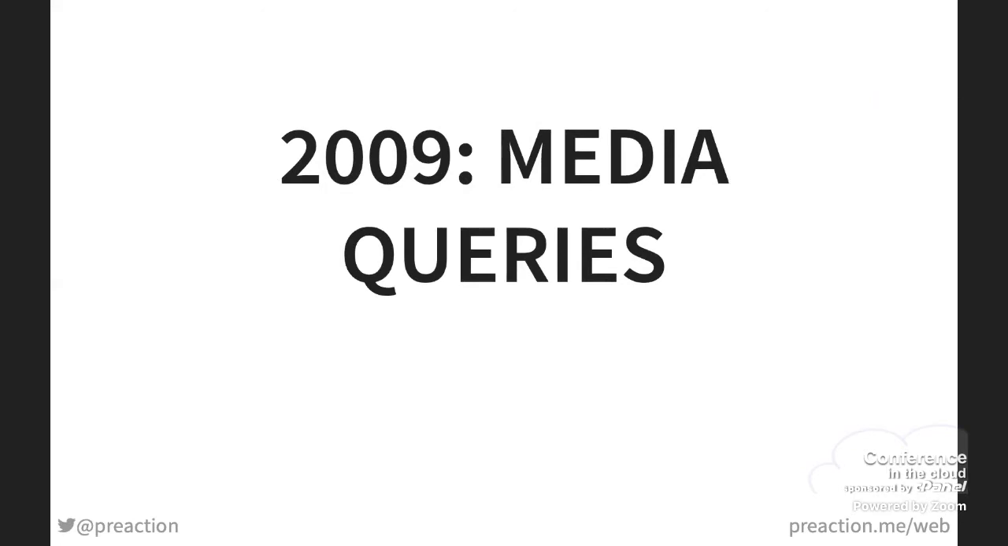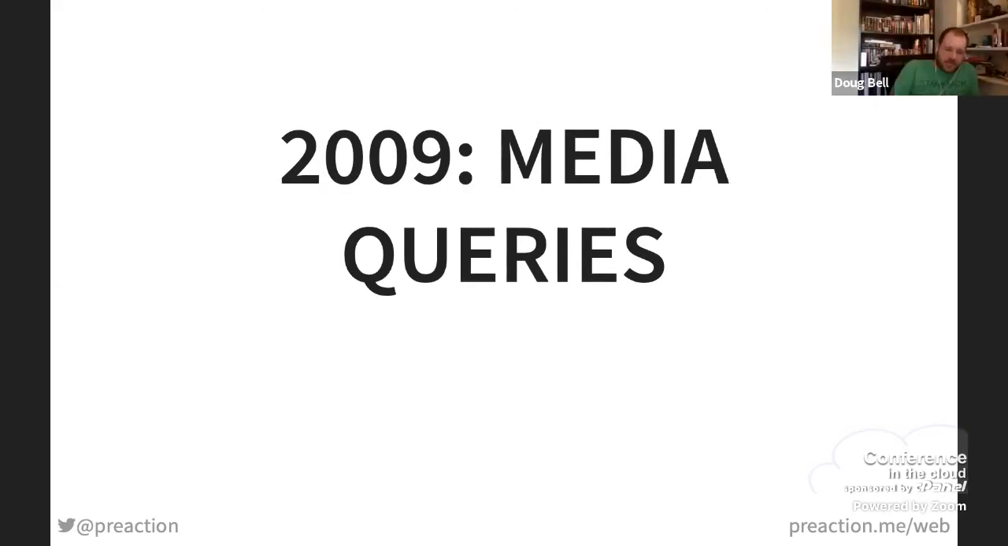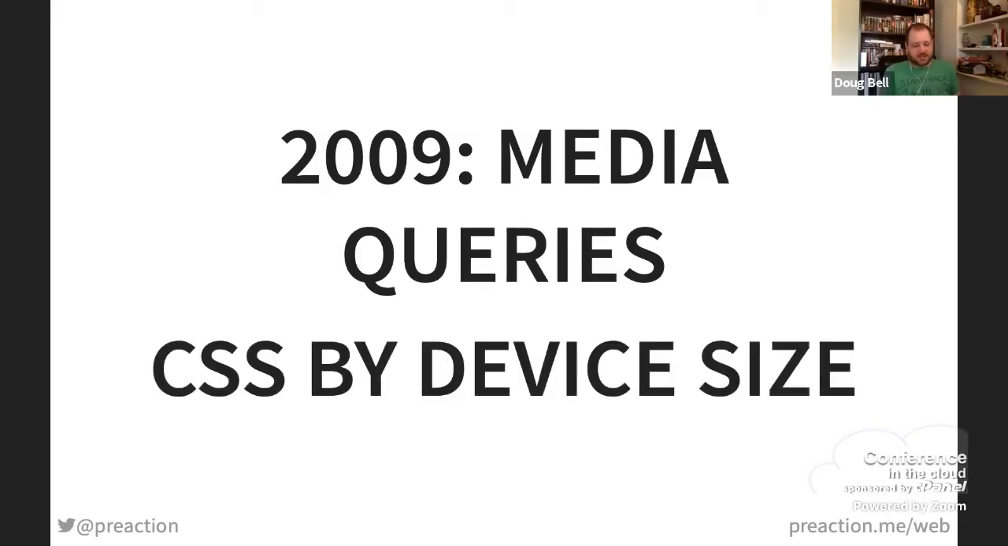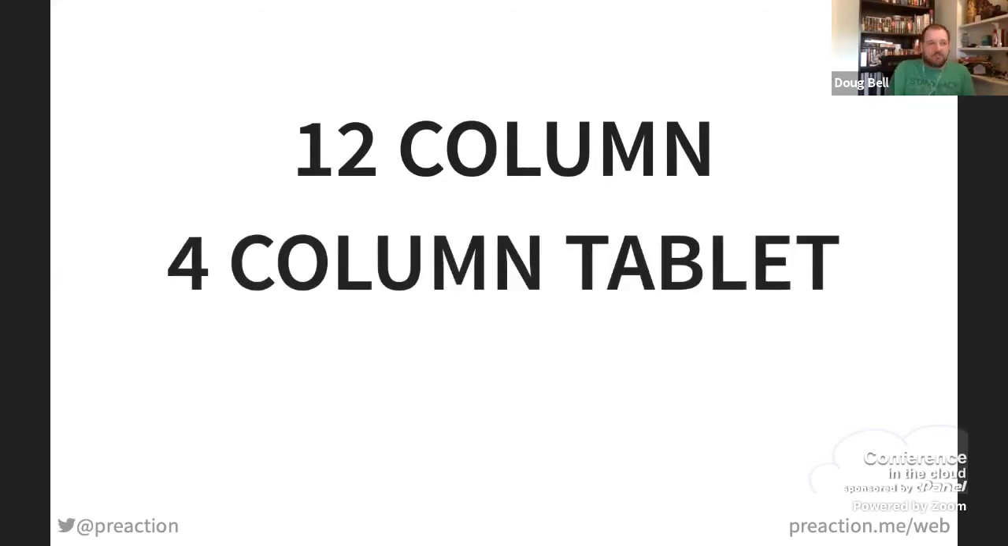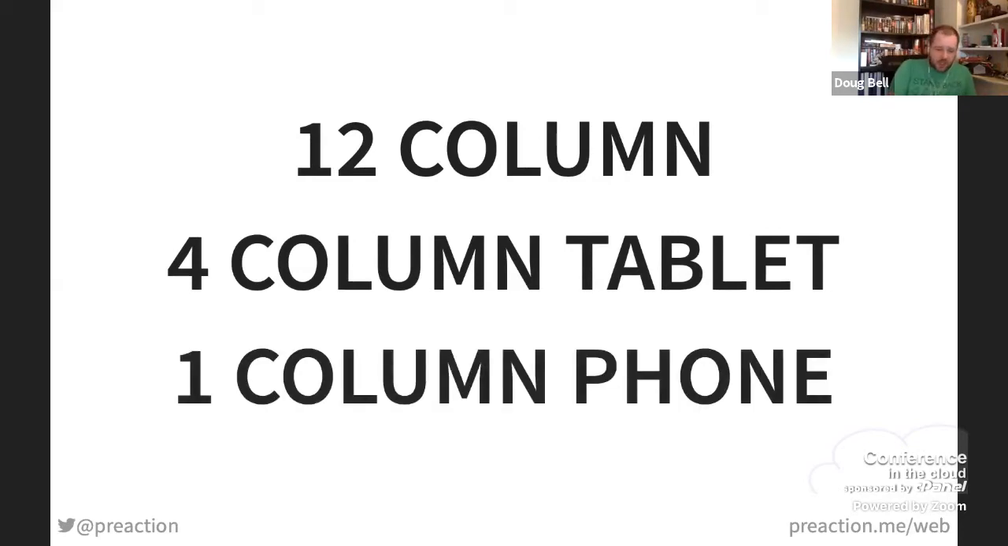So to solve this one, in 2009, we had media queries, which allowed us to apply different kinds of CSS based on the device that was viewing the web page. So for example, normally I could have 12 columns, but then perhaps when it's on a tablet, there's only 4 columns. And when it's on a phone, there's only 1 column.